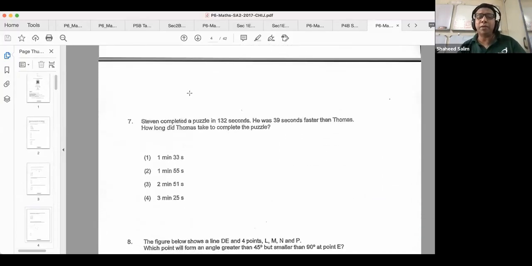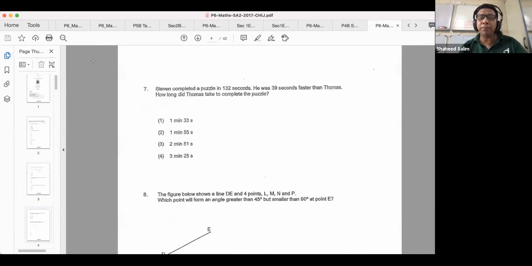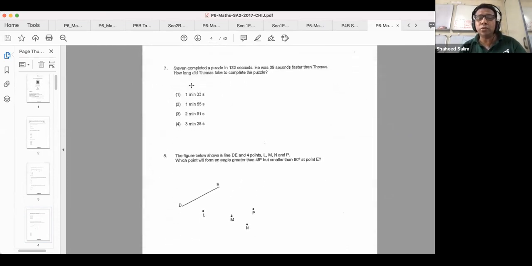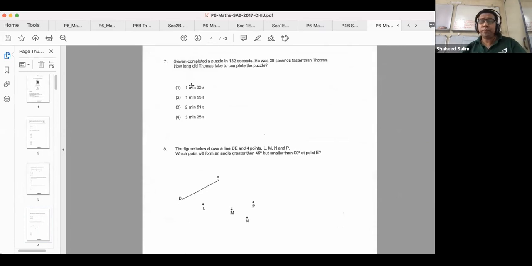Okay, now we try the next one. This one is red. Red is coming out. And also, yeah, okay.